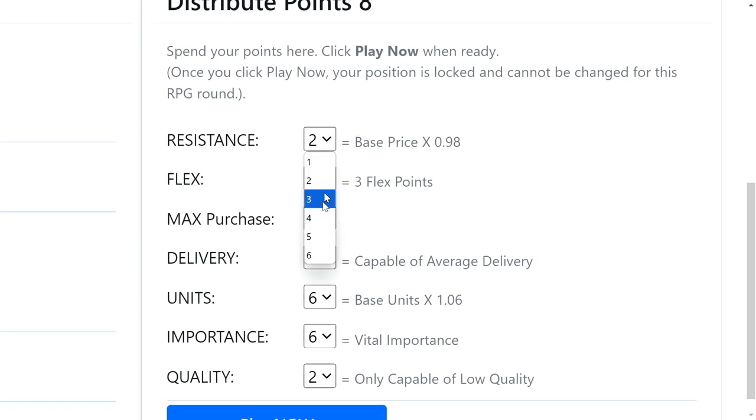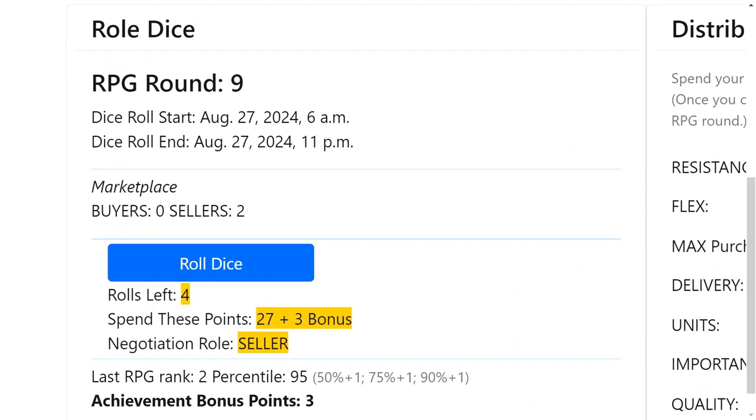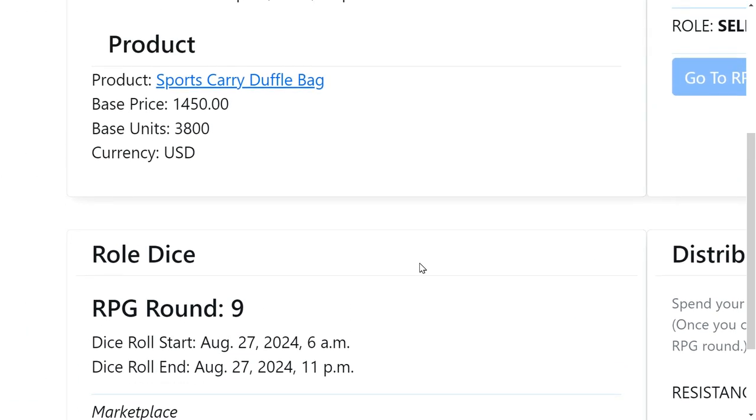Let's go with resistance. If we choose one, what we have is the base price. Remember, the base price is summarized based on the product. So here, the base price is $1,450. We also have base units, which in this case is 3,800 base units. And we can see that the currency is in USD, US dollars. So because it's US dollars, this is $1,450.00.